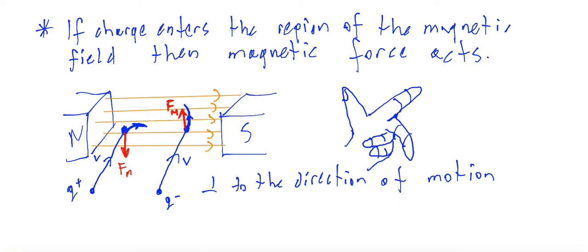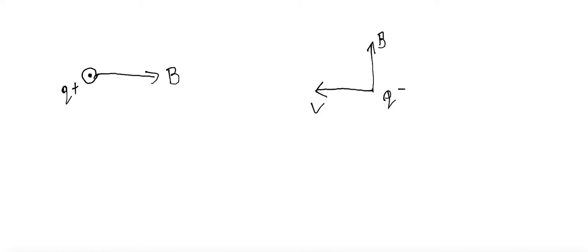Okay, so your task is to find the direction of force in the first 2 examples. Let's imagine that the magnetic field is directed to the right, and we have a positive charge which moves towards the screen. This is the first. And second, you have a magnetic field directed up and a negative charge which enters the field to the left. Do these 2 examples.